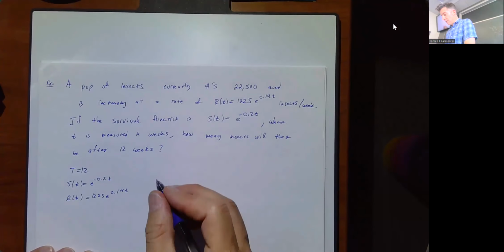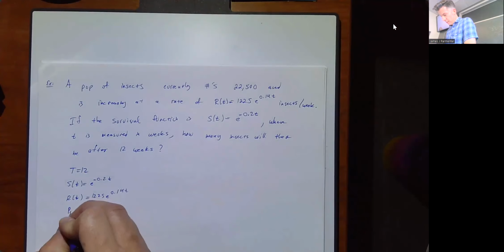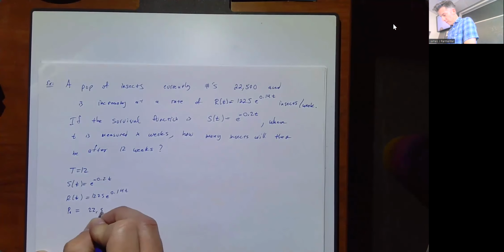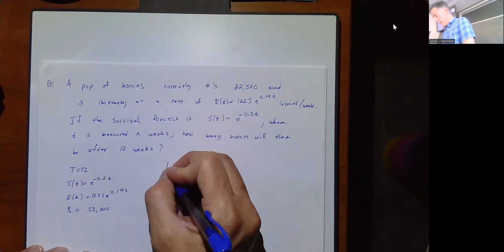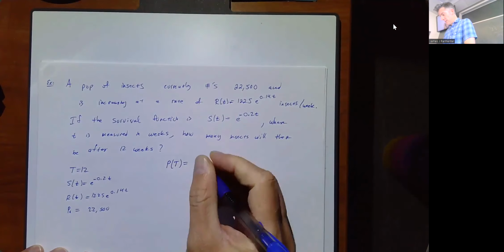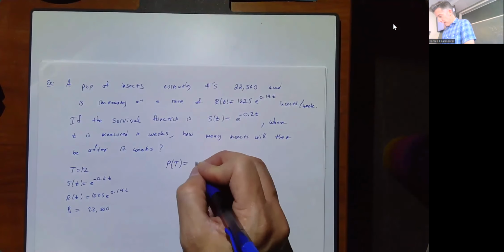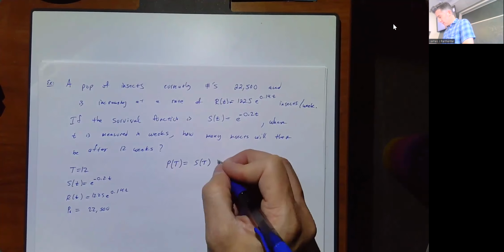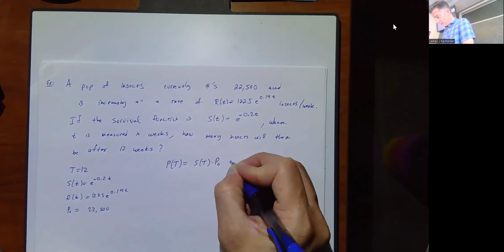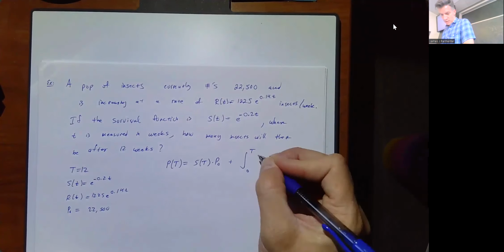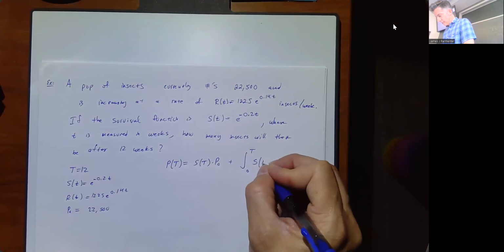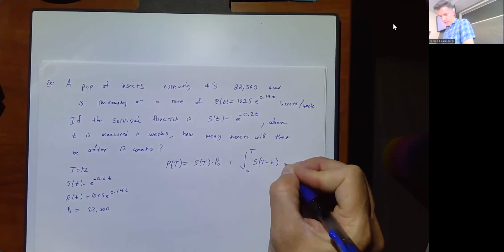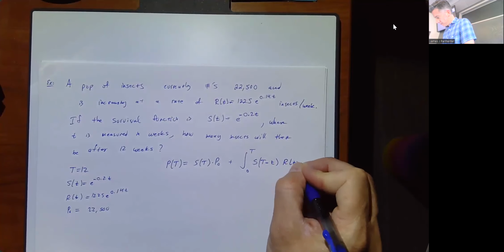And our P naught is the initial population, which is 22,500. And honestly, I'm going to write the formula again because I don't remember. So I know that P of capital T is equal to S of capital T times P naught plus the integral from 0 to capital T of, I think this is the one that throws most people, the capital S of capital T minus t times R of t.